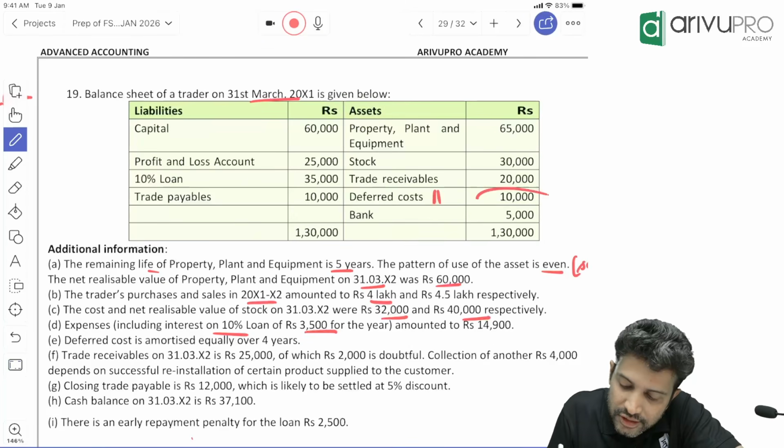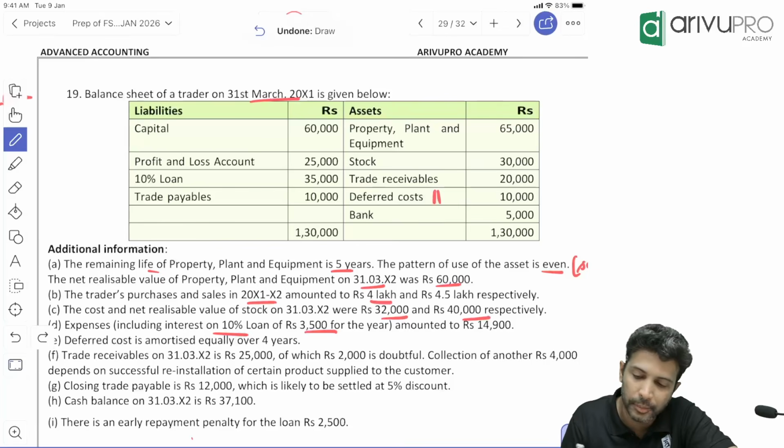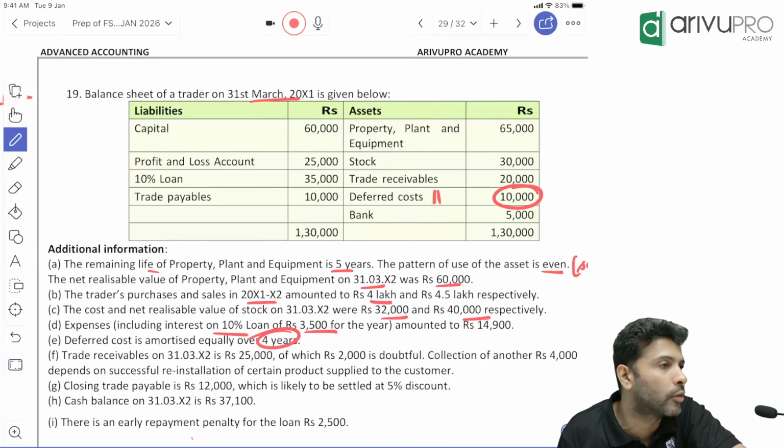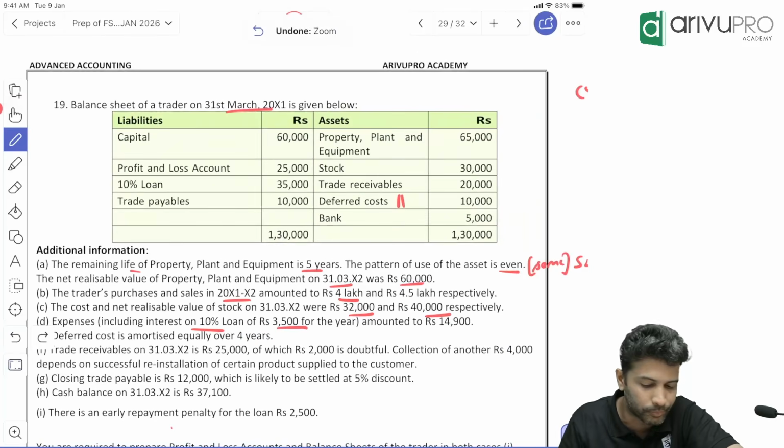Deferred cost, that is this 10,000, is amortized equally over 4 years. That means every year how much you are amortizing? 10,000 amortized over 4 years means every year 2,500. That's what you've been doing. I mean, that's what you want to do.